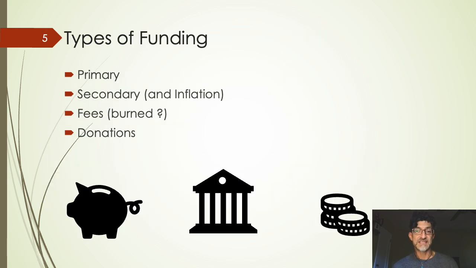So, types of funding: there's primary funding, like an IPO in a corporation, or an ICO for a crypto project. There's secondary funding, just like you see with secondary stock sales. And of course, for crypto projects, there's inflation, meaning monetary printing. And then there's fees. This is for crypto projects: there's money that comes in from fees.